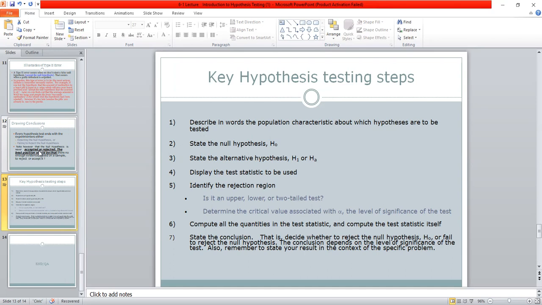But you state your conclusion based on the problem in one. You go back to the problem in one, then now you conclude. Don't just say reject the null or accept the null. You draw your conclusion based on the problem in one, and you will see how that is done.